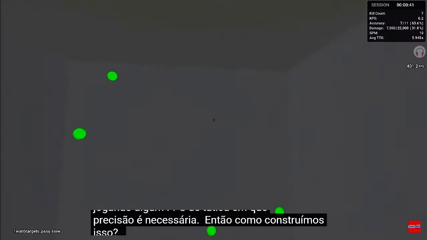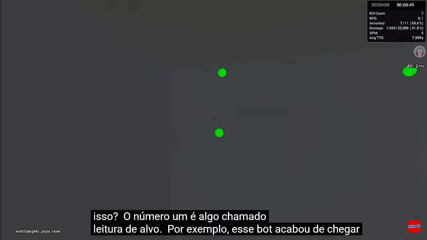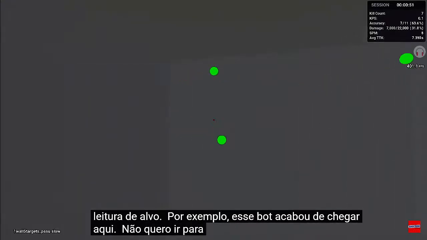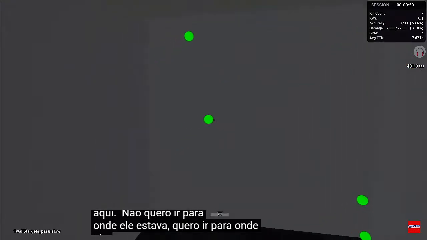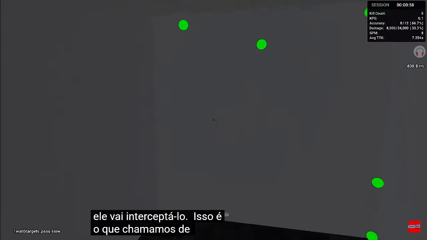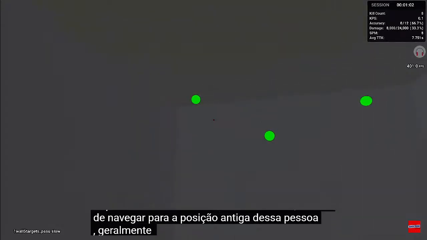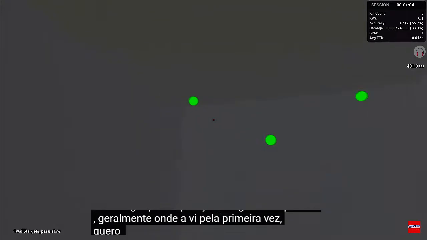So how do we build that? Number one is something called target reading. For example, this bot was just here. I don't want to flick to where he was. I want to flick to where he will be, intercepting him. That's what's called target reading. So instead of flicking to this person's old position, usually where I first saw him, I want to intercept.